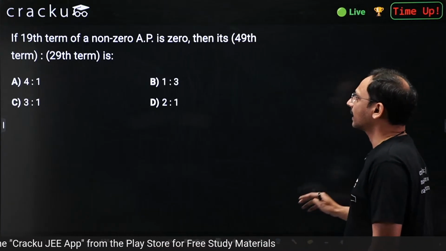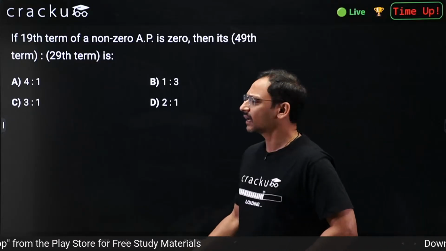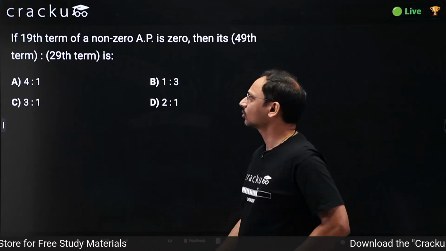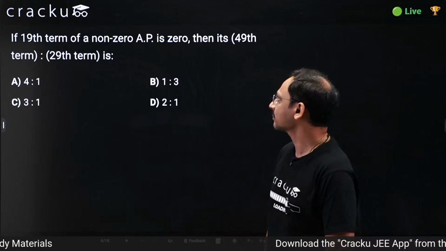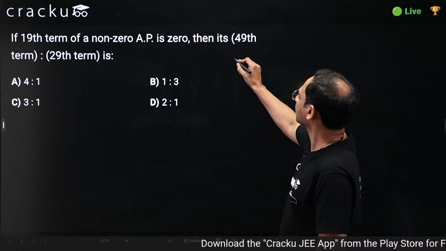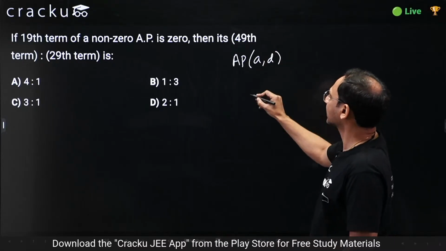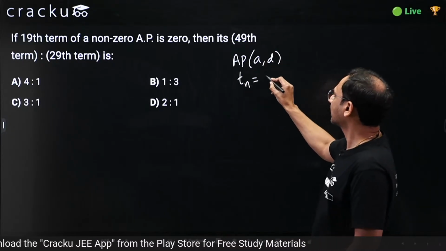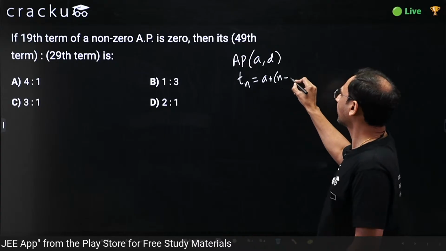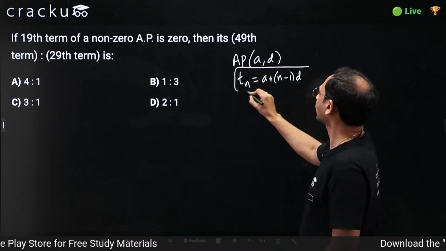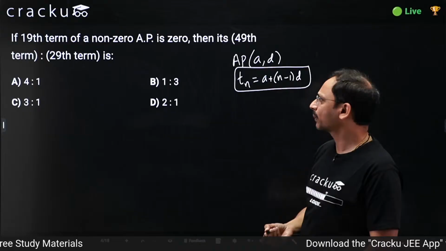Okay, guys, let us see how to solve this problem. Very elementary problem. It just has to do with the general term formula of an AP. As all of you might be knowing, in an arithmetic progression, if the first term is A and common difference is D, the nth term is given by A plus n minus 1 into D. So this is the formula for general term, most basic formula.